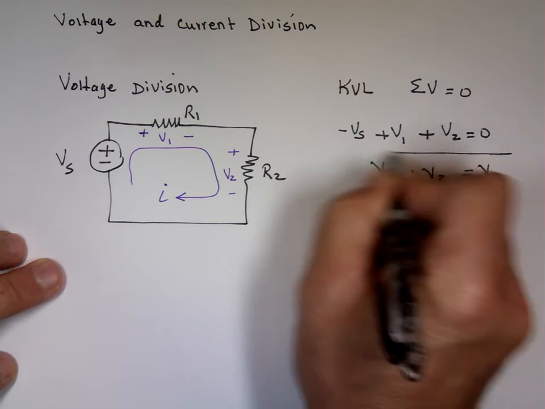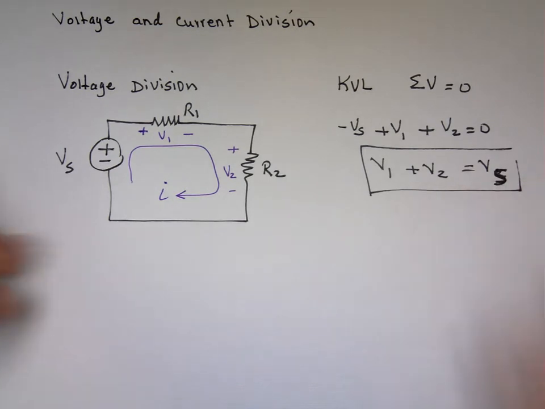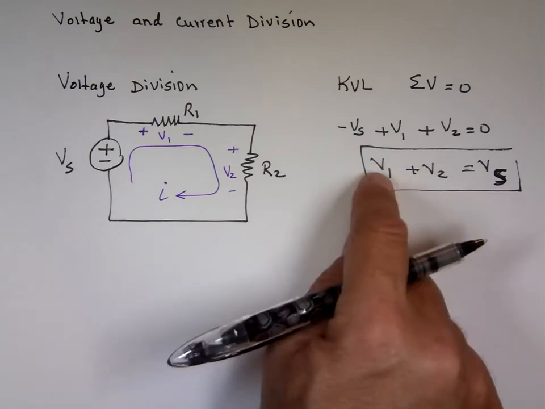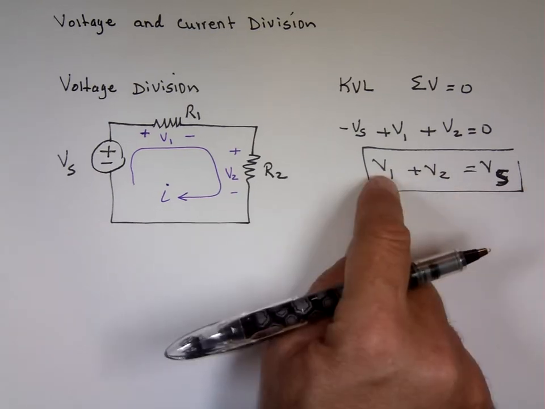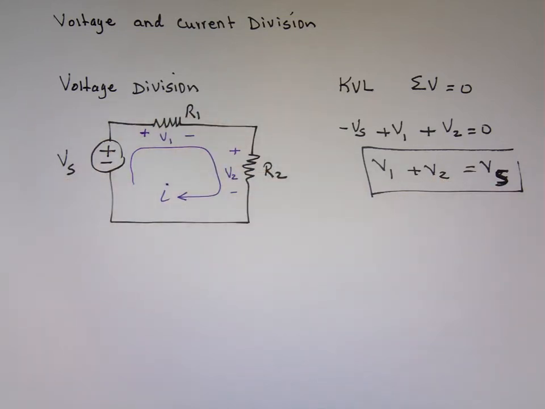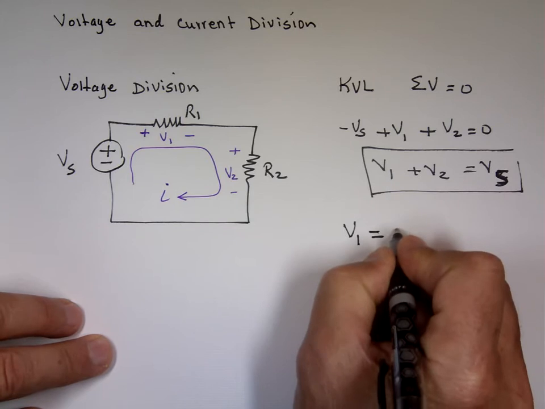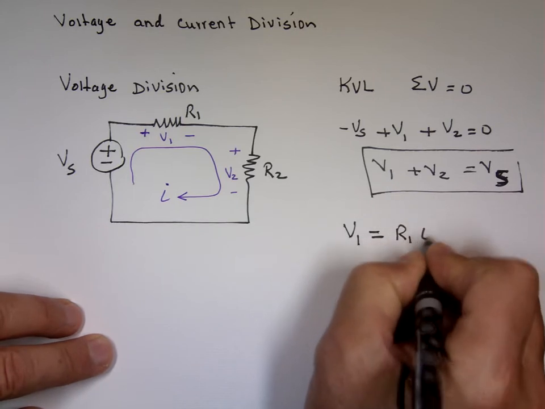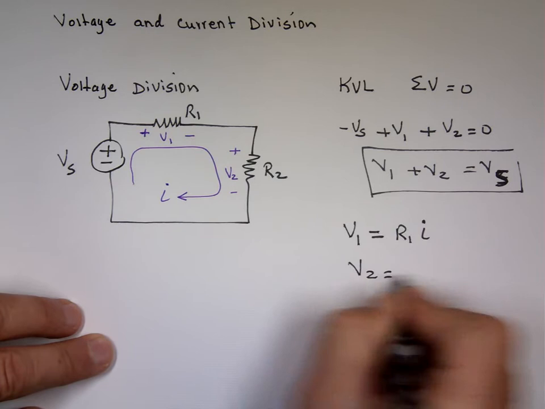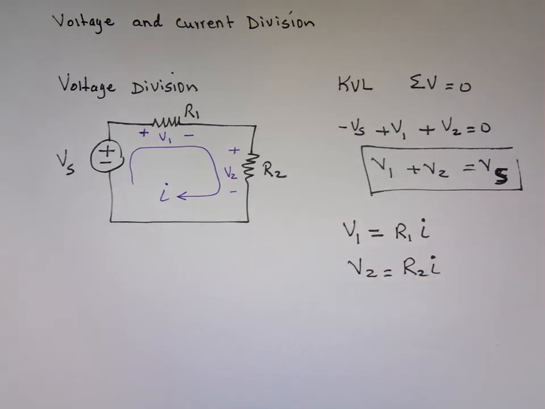There are two unknowns in that equation. That's V1 and V2. That's Vs. One equation with two unknowns. This is one equation. There's one unknown, that's another unknown. As I said, Vs, R1, R2, we normally know them. Okay, Ohm's law says V1 equals what? R1 times I. And V2 equals what? R2 times I. V equals R times I.